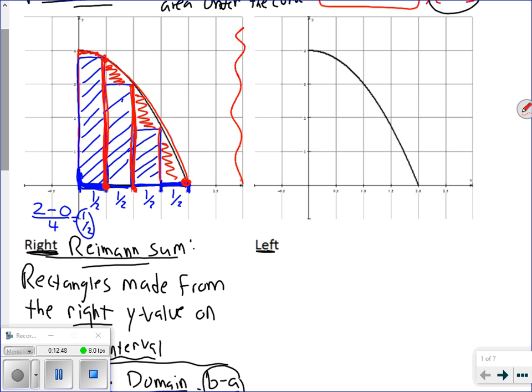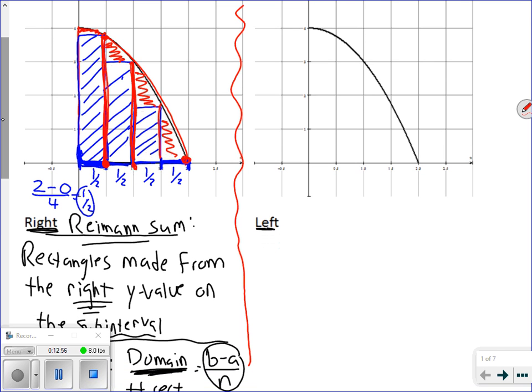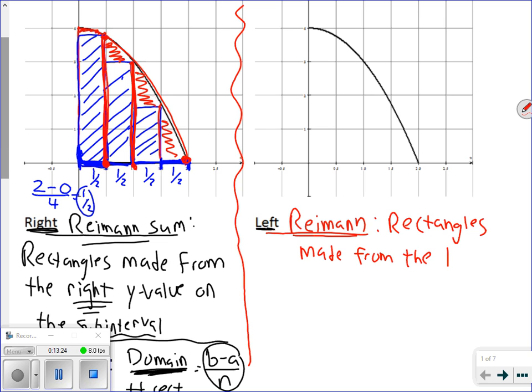So now let's see what happens whenever I do a left Riemann sum. I'm sure you can imagine what that means based off of how we did the right Riemann sum. So let's write that out. A left Riemann sum is the exact definition of a right Riemann sum, but we're using the left y value now to create our rectangles. So these are rectangles made from the left y value.